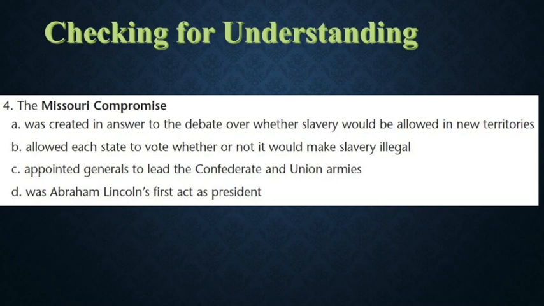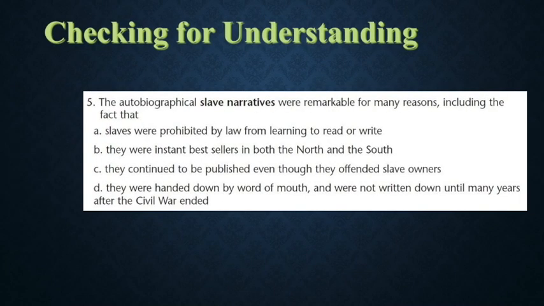What did the Missouri Compromise do? Yeah. The Missouri Compromise was created in order to deal with the debate over whether slavery would be allowed to grow. Slave narratives, autobiographical slave narratives, that means they were written by the people they were about. These were remarkable for many, many reasons. But what one of these was most remarkable? Yeah, it was against the law to teach slaves to read and write in the South because that gives you the power to communicate and to communicate possibly secretly.